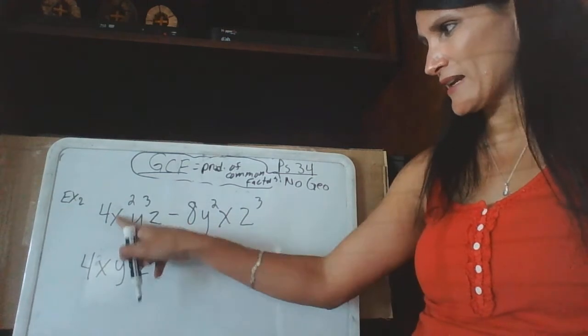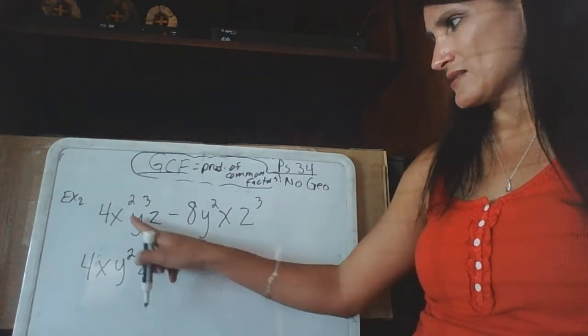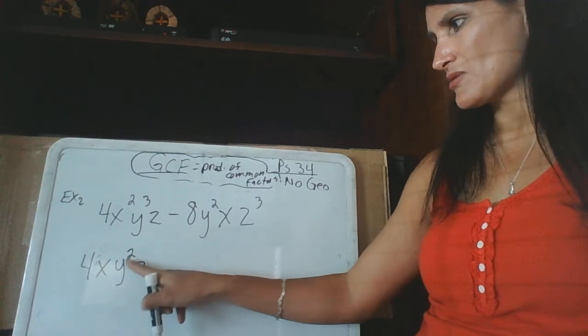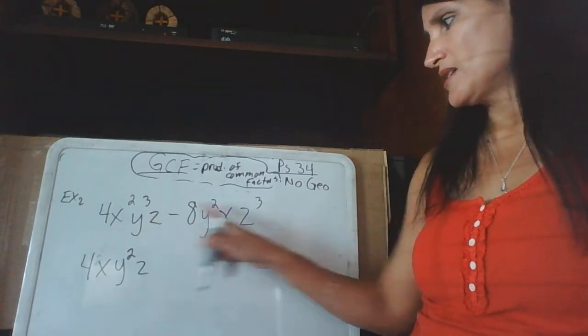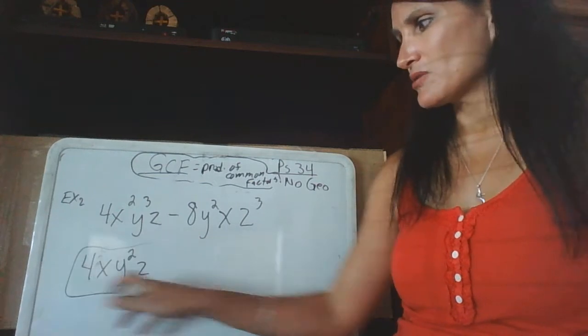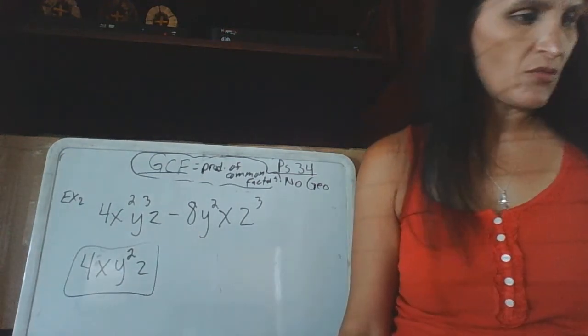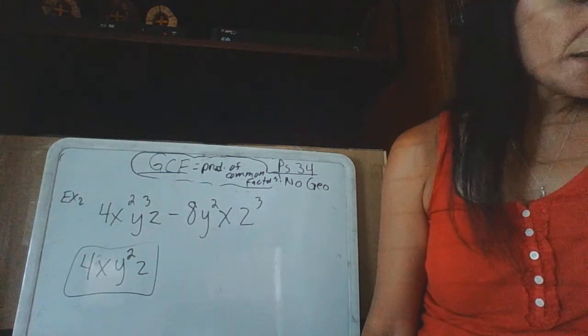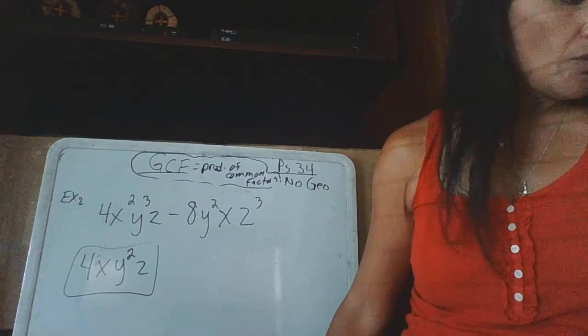That had 1, that had 2, so I put the x. This one had 3, this had 2, so I put the 2. This had 1, this had 3, so I put the z. Okay? And this would be your common factor, 4xy squared z.